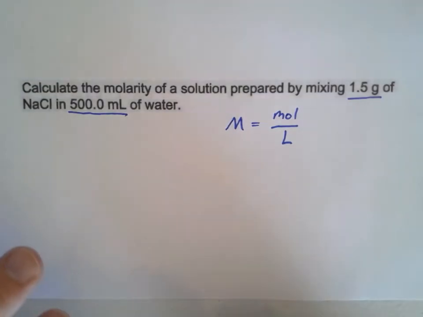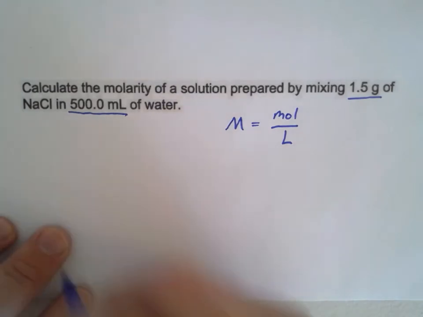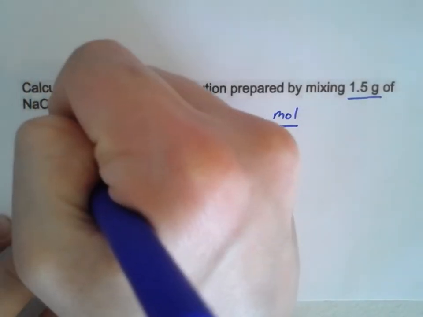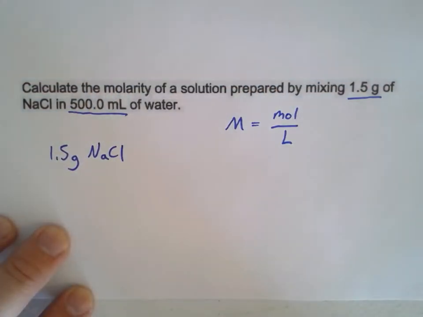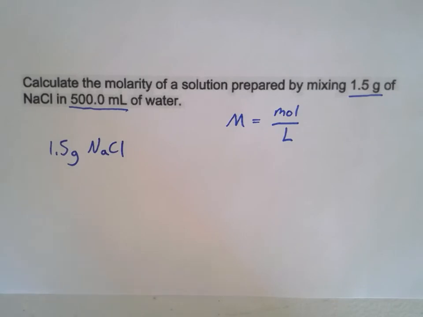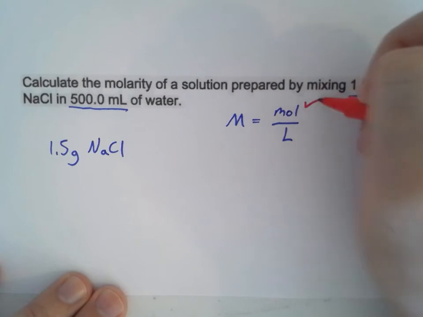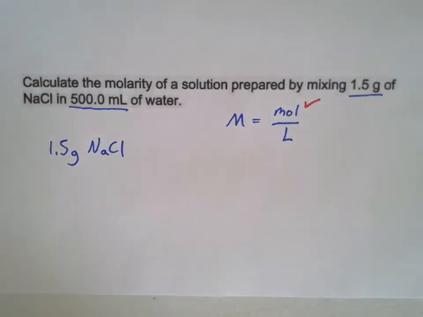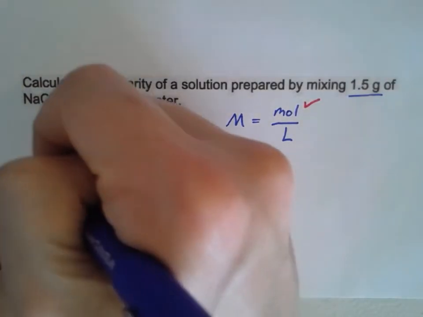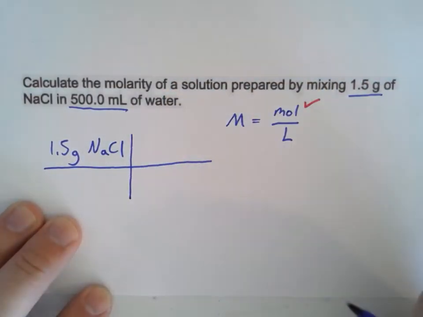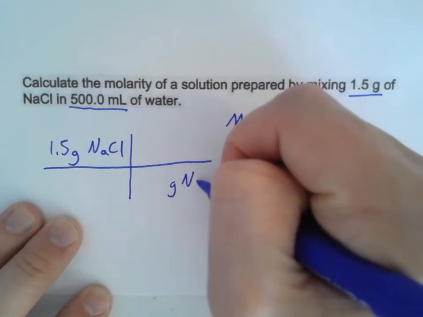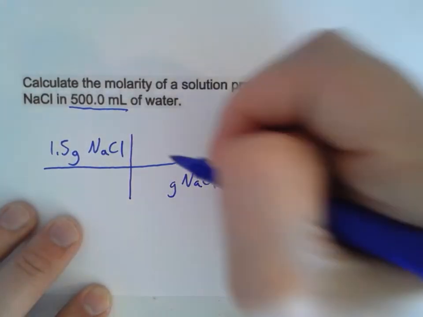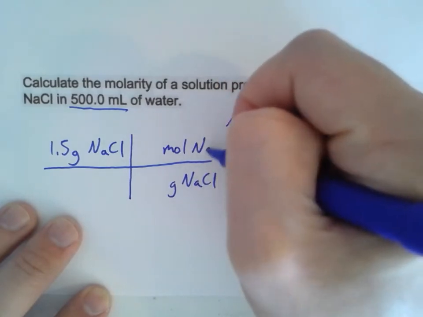Let's go ahead and write down the amount of grams that are given to us. We've got 1.5 grams of sodium chloride, or NaCl. What we'll need to do is obtain the number of moles of this solute. So we're basically just going to do a gram to mole chemical conversion. We'll make a little conversion chart. Grams of sodium chloride on top, so we'll put grams of sodium chloride in the denominator so it cancels, and then we'll put moles of sodium chloride in the numerator.